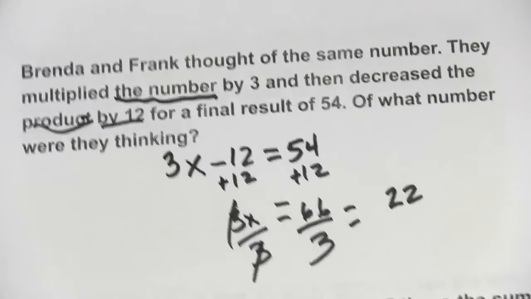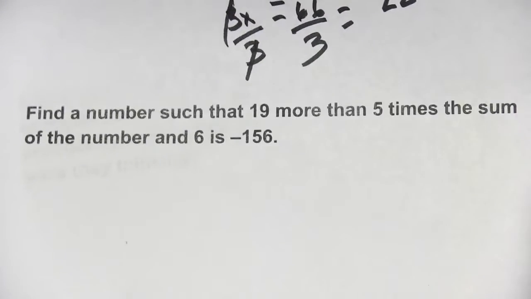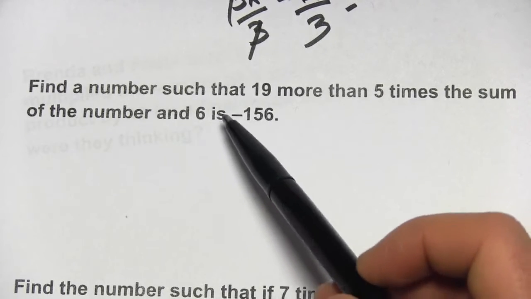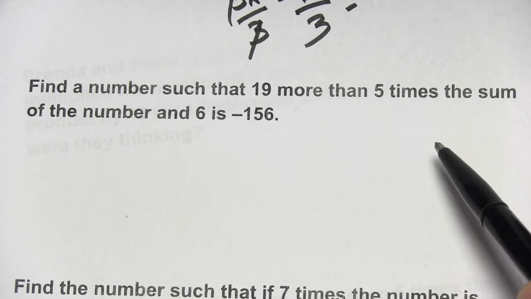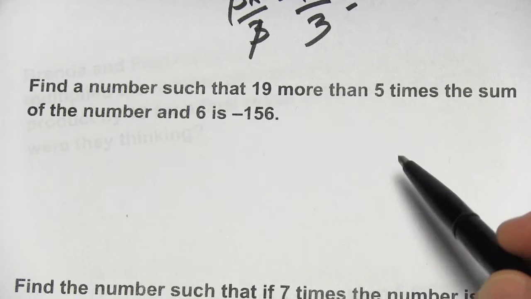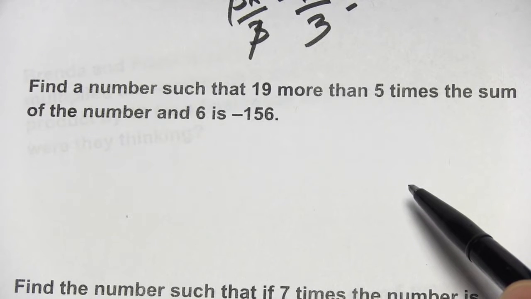All right, let's try another one. This one says, find a number such that 19 more than 5 times the sum of the number and 6 is negative 156. Wow, that is a mouthful.